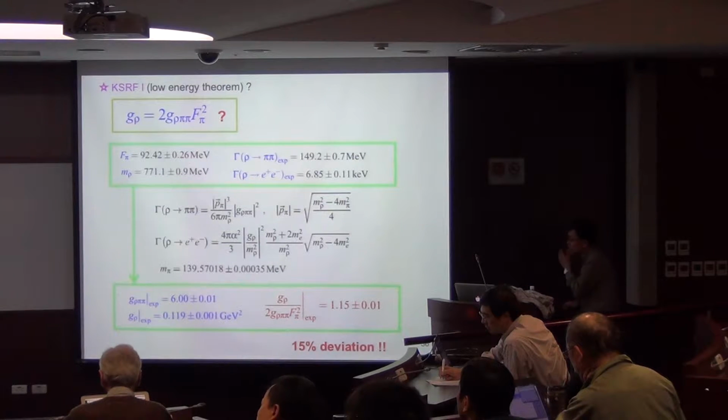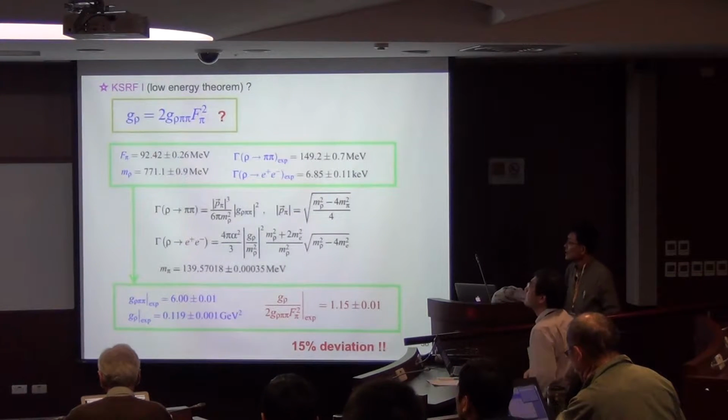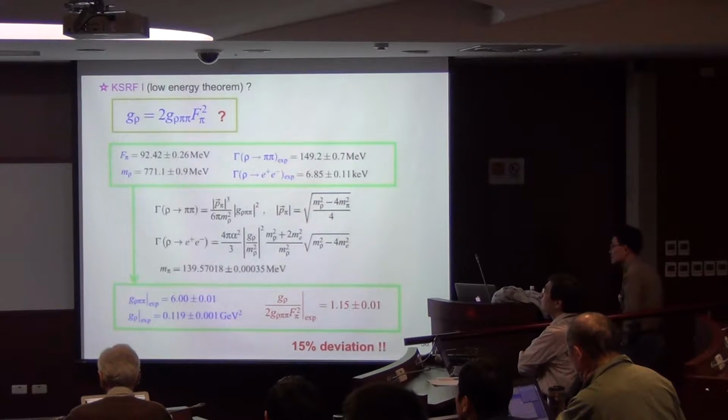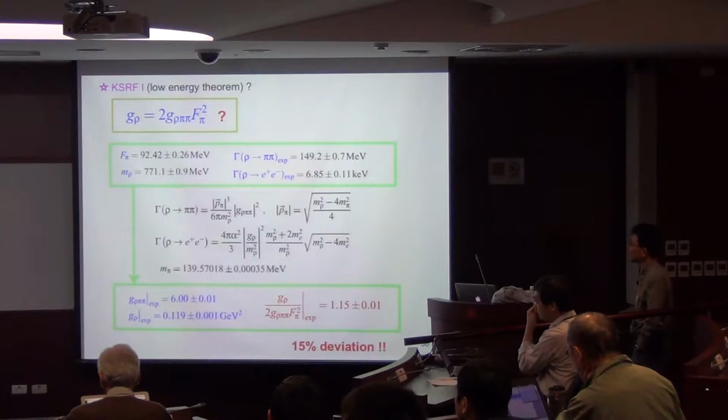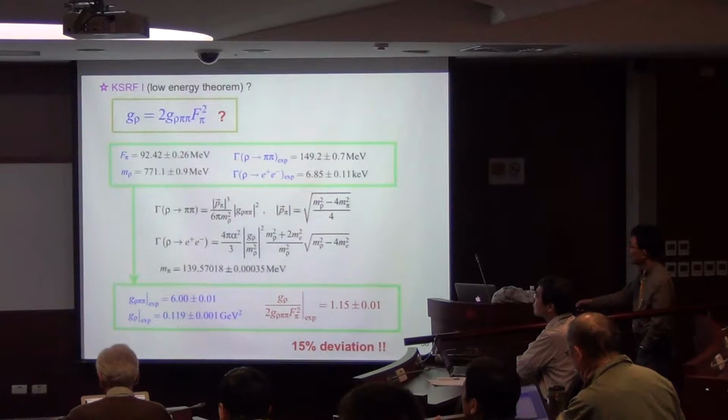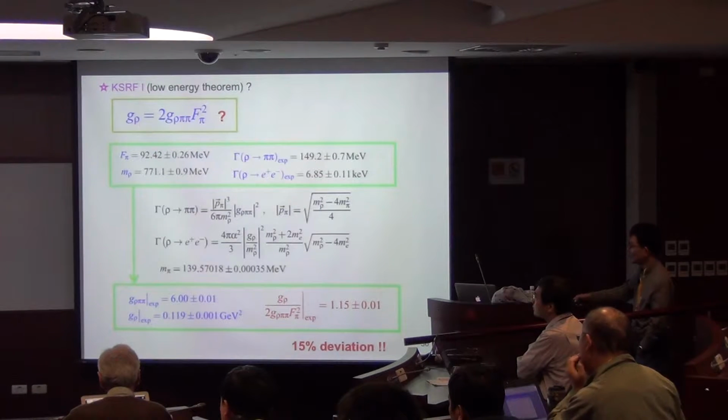Okay, next, let me check whether this relation is phenomenologically acceptable or not. To do so, we use these as input: the pi and the rho meson masses, the rho to pi pi decay width, and the rho going to e plus e minus decay width. Then you can calculate something with this parameter.